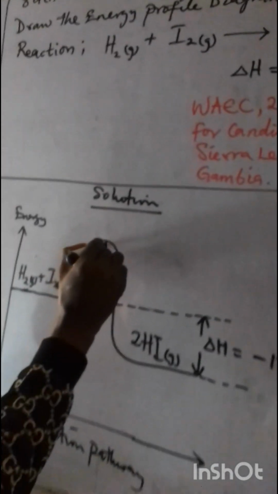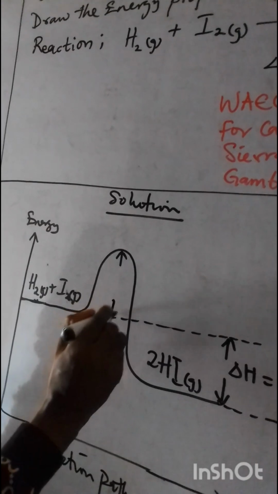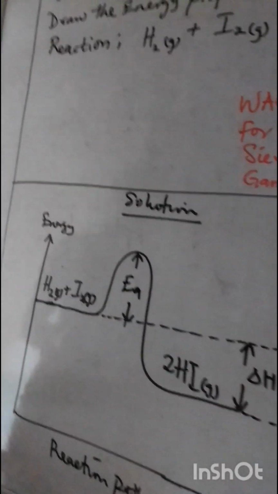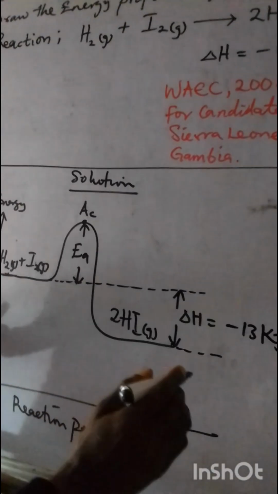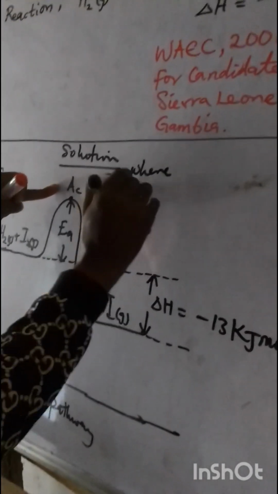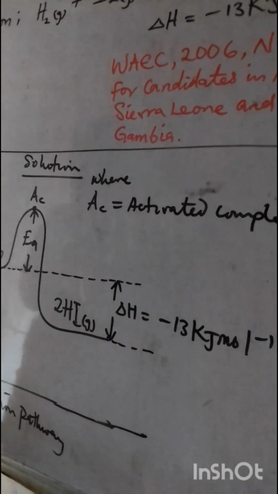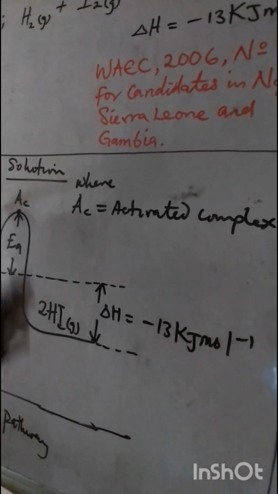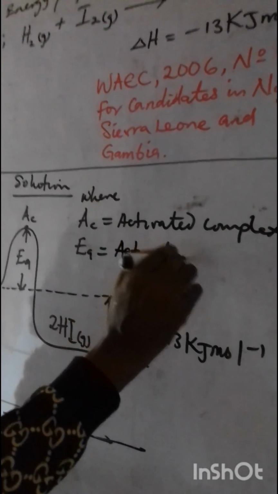From here to this point is called activation energy, EA. And this point is called activated complex. So this is the representation of the reaction. You can make this simpler and understandable by telling us what AC means, where AC means activated complex. That is what is formed before the product is finally formed. It is at the midpoint. And EA is the activation energy.